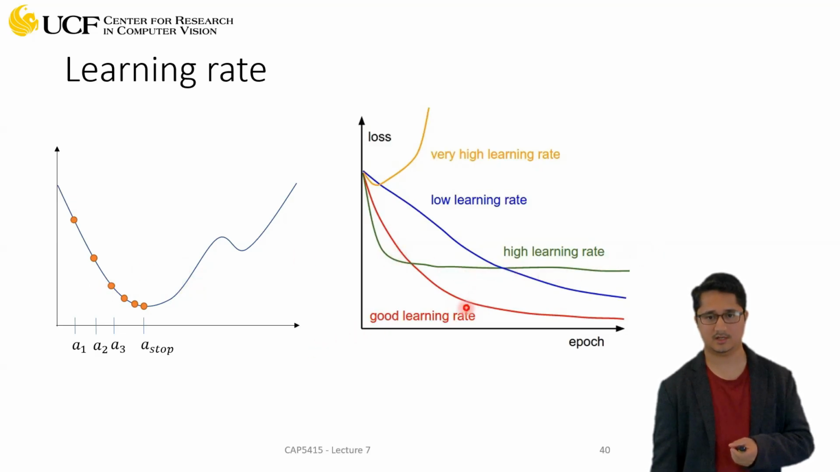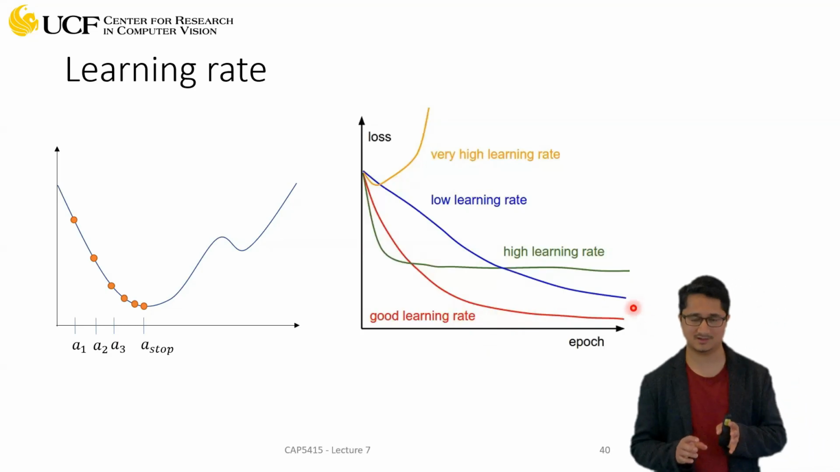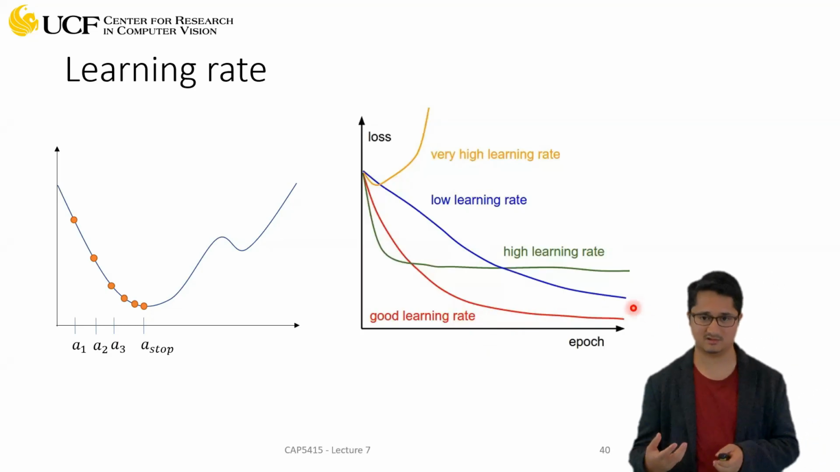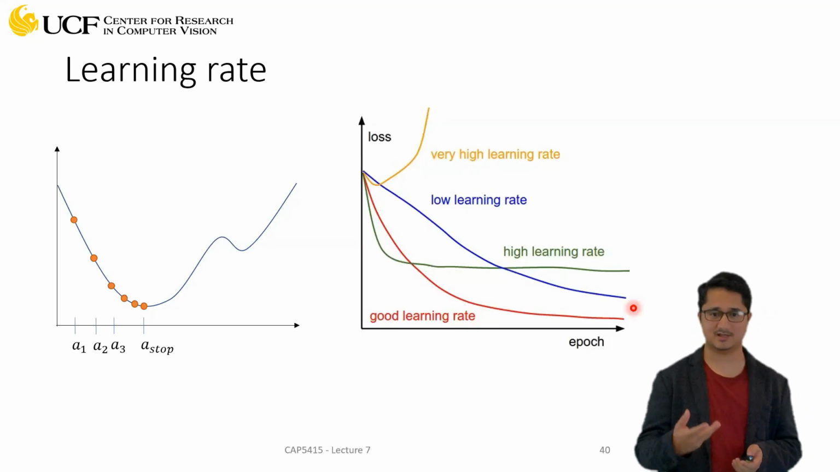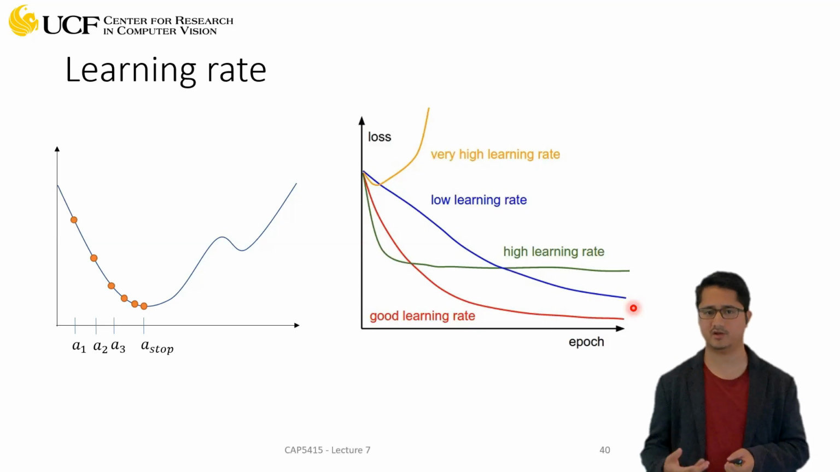And red is the optimal learning rate. The loss decreases fast and then it converges to a point. Again, these are all hypothetical scenarios. In real training, you will see curves like the ones I showed you in the previous slide, which are more realistic, but this is a general trend which you should look for.